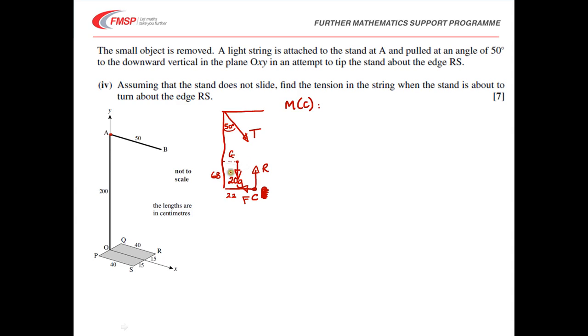Now, the 20G that we've got here, that one's fairly easy to take moments about, and I hope you can see that that acts in an anti-clockwise sense around C. So I'm going to put the anti-clockwise moments first of all on the left-hand side. So my 20G is multiplied by the distance of its line of action from the pivot, which is going to be 18.